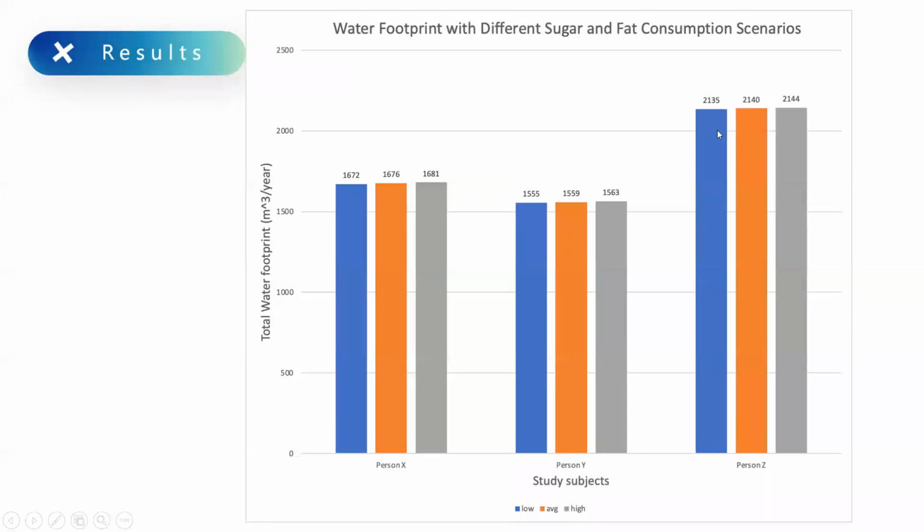When we change the sugar and fat consumption levels, the blue bar is the low level of both sugar and fat consumption, the orange bar is the average level, while the gray one is the high level. We can see there are still differences, but not that obvious, smaller than 10 cubic meters per year.